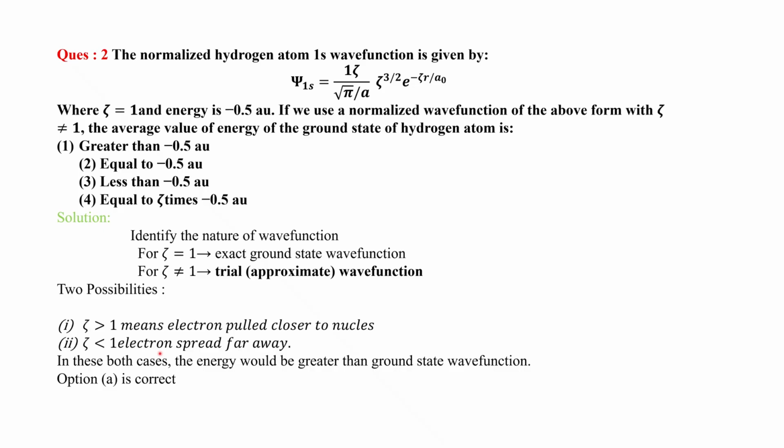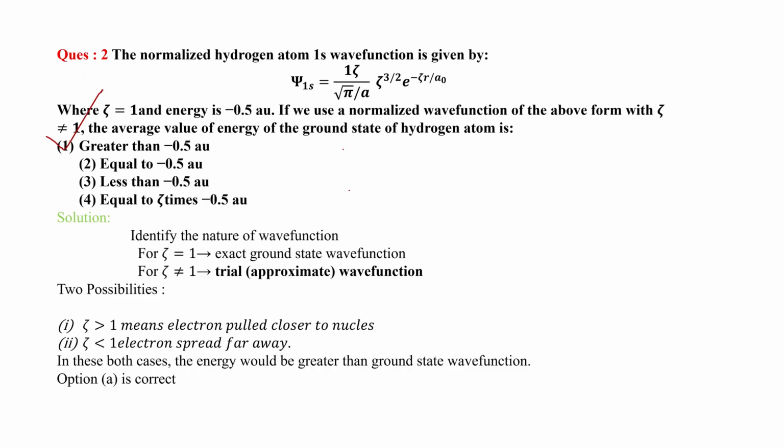So in both the cases, here the concept of kinetic energy is included. For zeta equal to 1, energy is minus 0.5 a.u. So for zeta not equal to 1, that is, when zeta is either greater than or less than 1, the energy would always and always be greater than that given for zeta equals 1, that is minus 0.5. So the correct option is option A, option first. And zeta controls the size of the orbital. Let me mark it for you. Option first is correct.